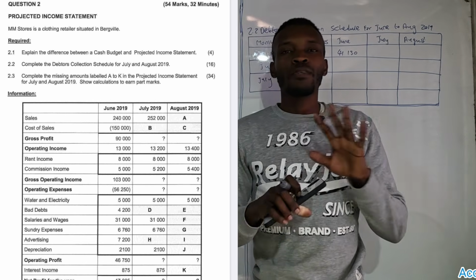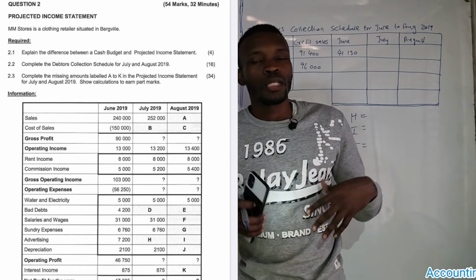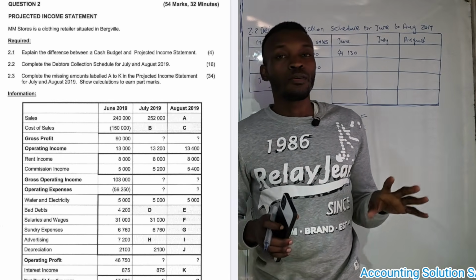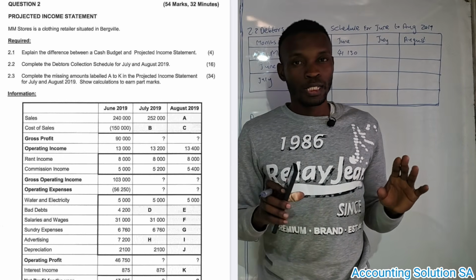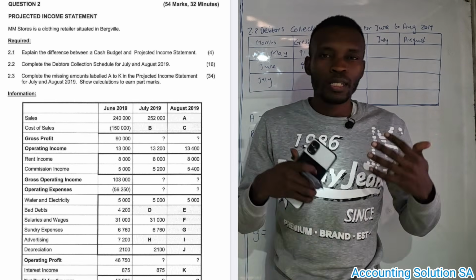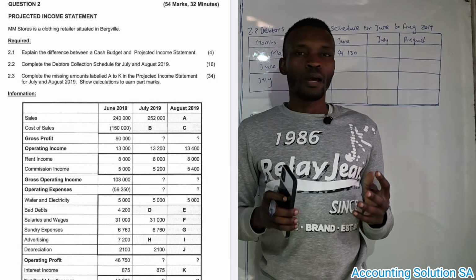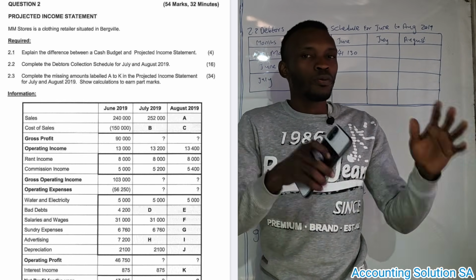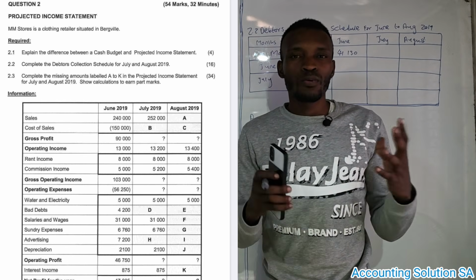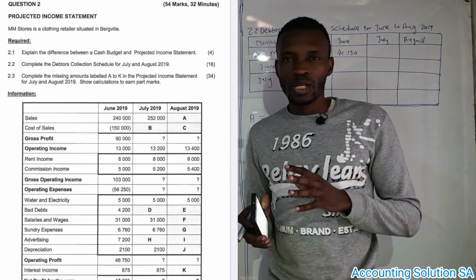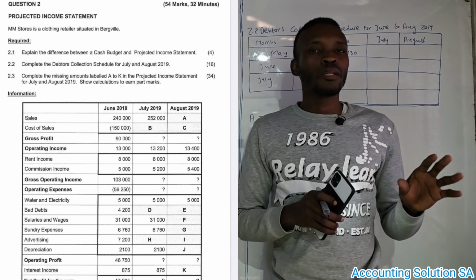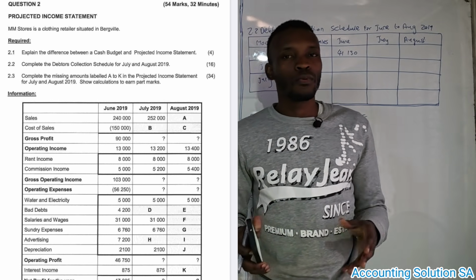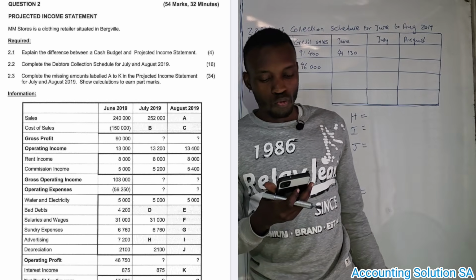Okay guys, so in this video we are going to do a projected income statement. Remember, projected income statement is part of budgeting. When we talk about a projected income statement, we are talking about a budget that contains cash items including non-cash items. We include everything, whether it's cash or not cash. Cash budget, we only include cash. Projected income statement includes cash and non-cash. That's what you need to know first.